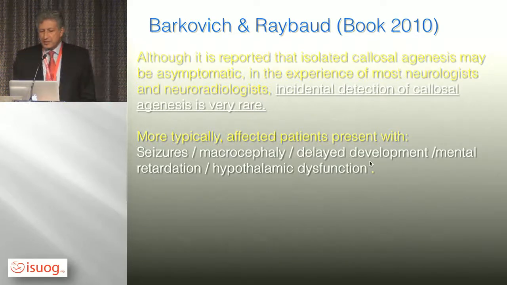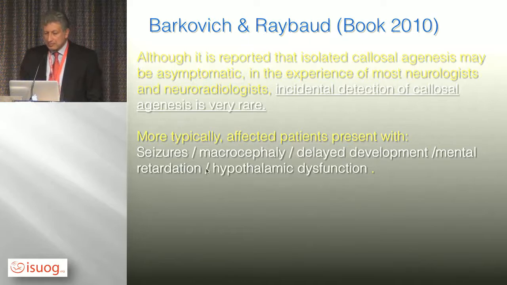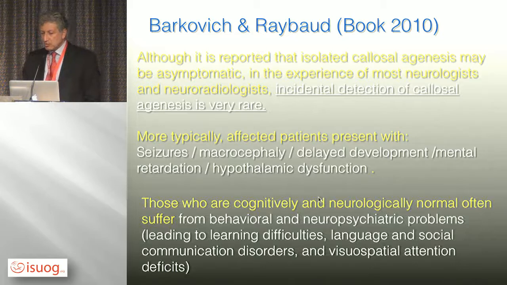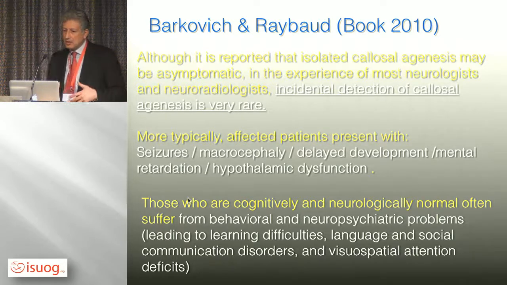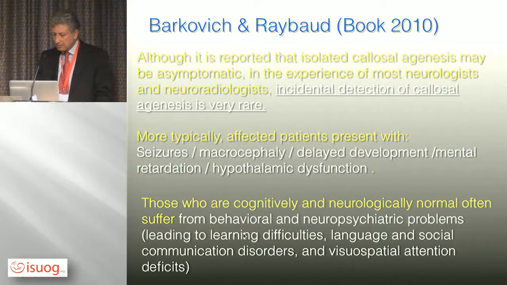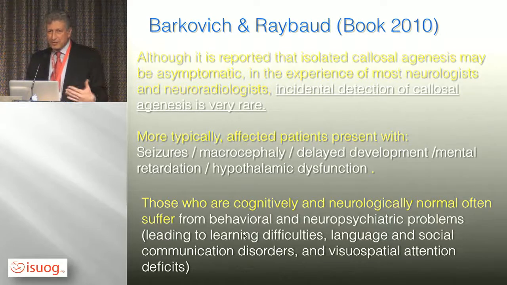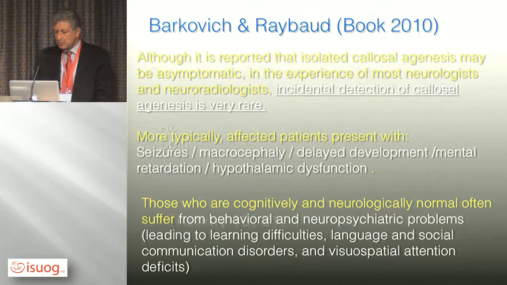In general, patients will present to the neuroradiologist and neurologist with seizure, microcephaly, delayed development, mental retardation, or hypothalamic dysfunction. In case they have a normal cognitive and neurologic development, they have behavioral and neuropsychiatric problems leading to learning difficulties, language and social communication disorders, and visuospatial attention deficit. In other words, there are some direct problems at the beginning of life, like seizure, but some even later in development. And this is what we should know, but we cannot predict which child is going to develop this way or that way.